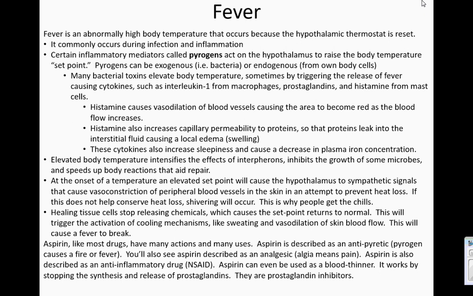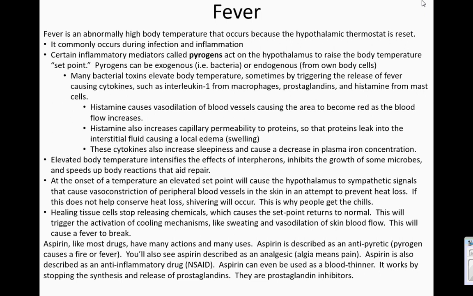At the onset of a temperature, an elevated set point will cause the hypothalamus to initiate sympathetic signals, causing vasoconstriction of peripheral blood vessels in the skin in an attempt to prevent heat loss. This does not help conserve heat, so we'll shiver. This is why you get the chills. Healing tissue cells stop releasing chemicals, which then causes the set point to return to normal, triggering any process that causes us to cool our body. One of the most common things that we do to cool our body is sweating.